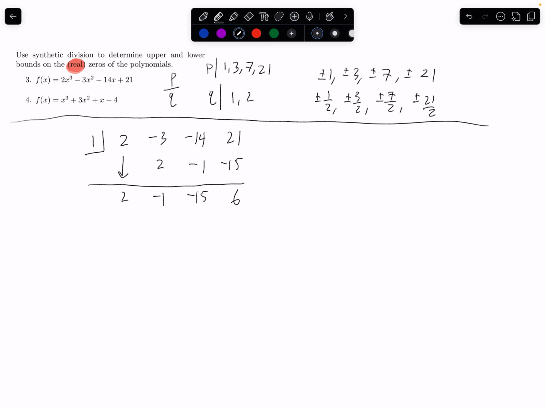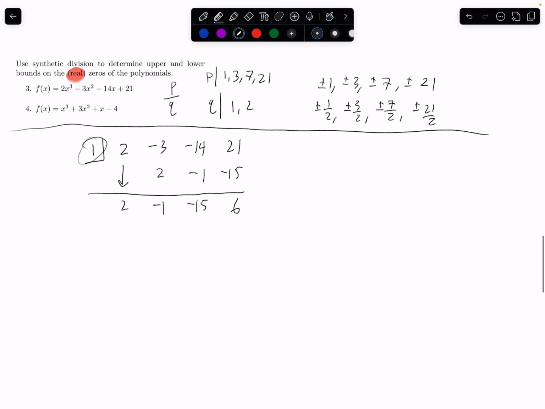Okay, I'm looking for the upper bound here, right? We're going to put a positive number here. But these guys are not all positive. They're not all non-negative. So 1 is too small. Let's move up to the next option, which is 3.